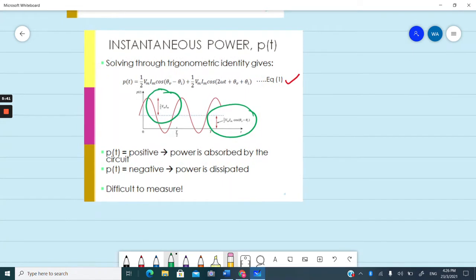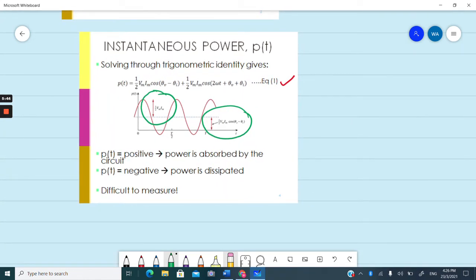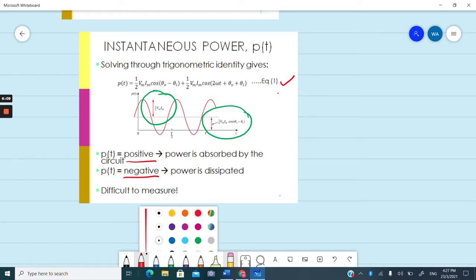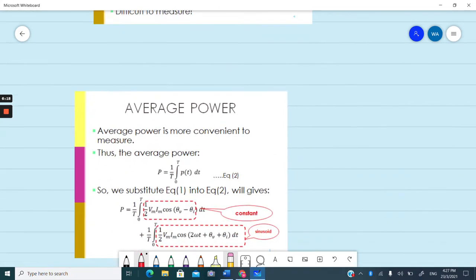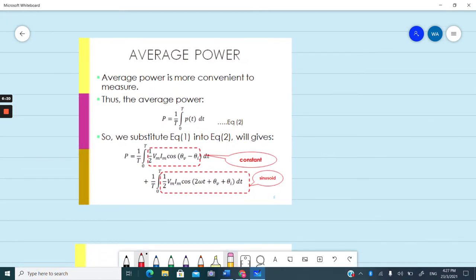Okay. So when you calculate the power, you will deal with power in positive value or negative value, where positive power we call power absorbed by the circuit, and negative power is dissipated from the circuit. From this equation, it is difficult to measure the instantaneous power. So how to solve this problem? We move to average power.